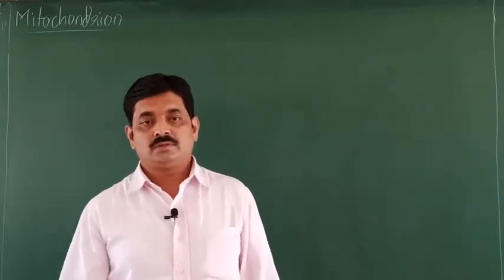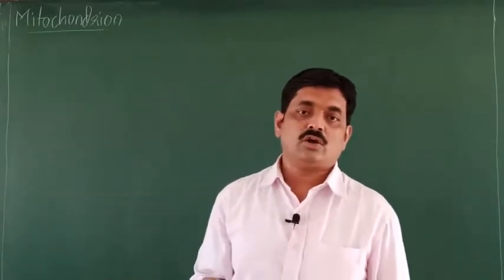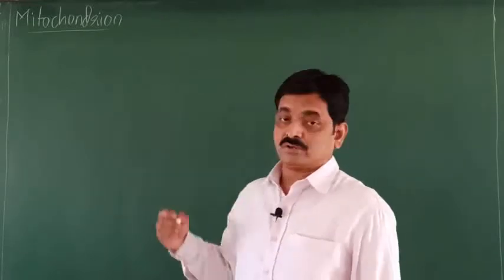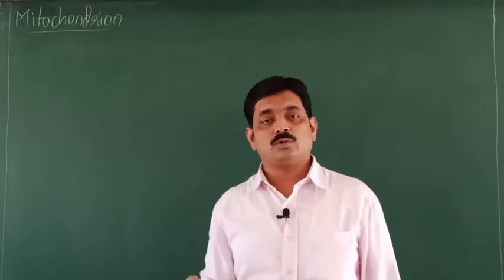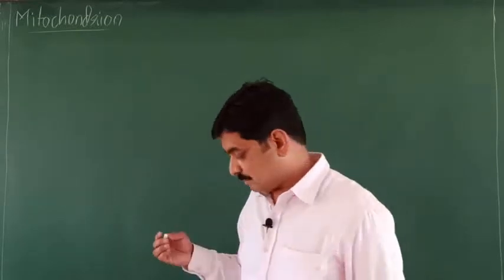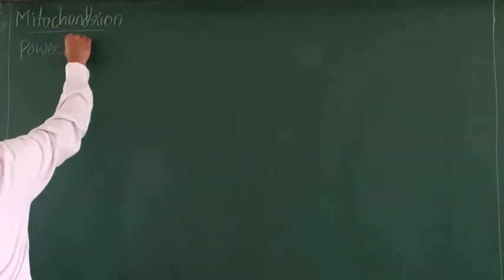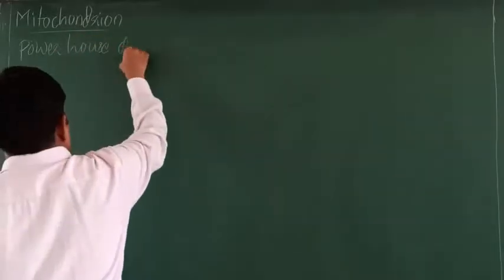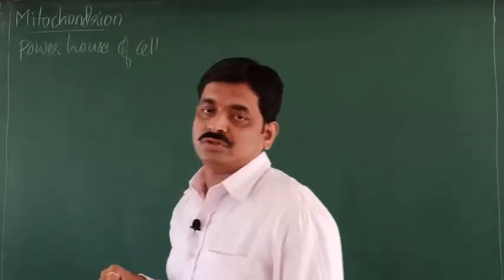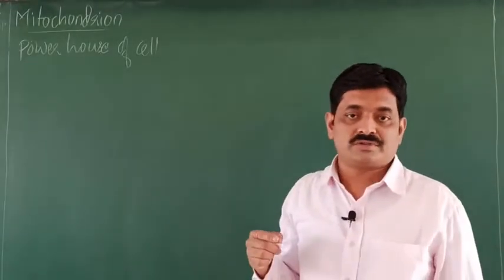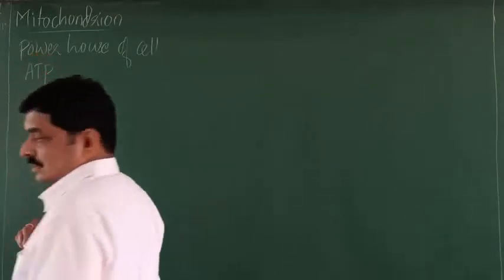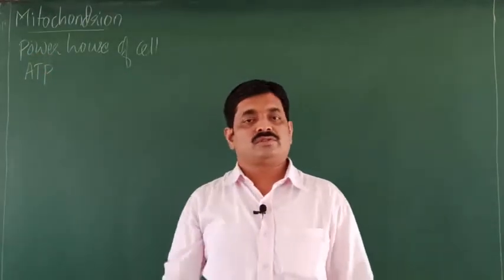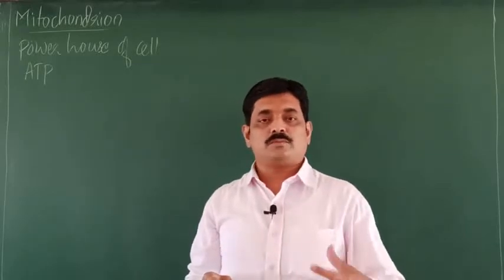Hello students. So the next cell organelle we are considering is the mitochondrion. So mitochondrion is the powerhouse of the cell. It is called powerhouse of the cell because it produces ATP. So here ATP is the adenosine triphosphate which provides energy.